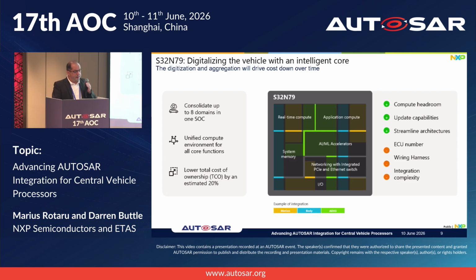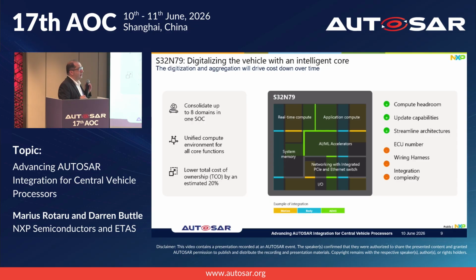We all know that digitalization and aggregation drive costs down over time. The SRT2N7 family, which is the central compute processor for software-defined vehicle and AI-defined vehicle, consolidates up to 8 domains in a single SoC. It provides a unified compute environment for all core functions, meaning that we have safe real-time compute, but we have additional real-time compute for applications, allowing integration of various types of software from different partners with different integrity levels.